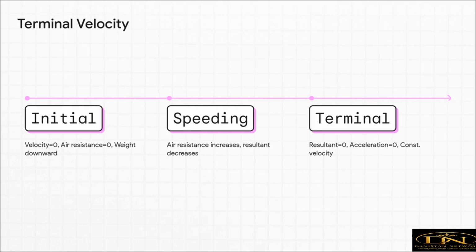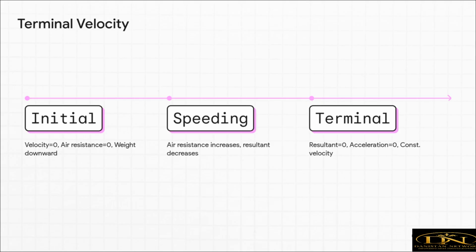Picture a falling skydiver again. Initially, their resultant force is at its absolute maximum, pulling them straight down, so their acceleration equals g, or gravity. But as their speed rapidly increases, they start crashing into more and more air molecules. This causes the upward air resistance to increase. As that upward drag gets bigger and bigger, the overall downward resultant force shrinks, which means their acceleration decreases too. Now, they're still falling and they're still speeding up, just less rapidly.